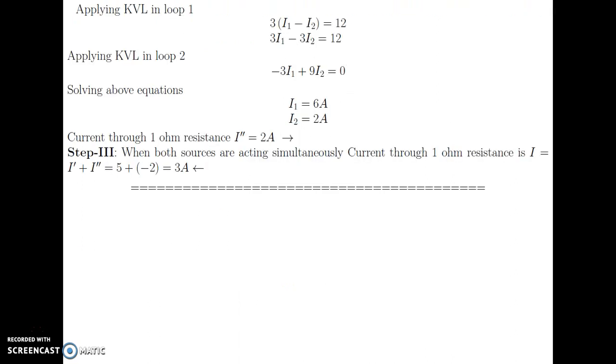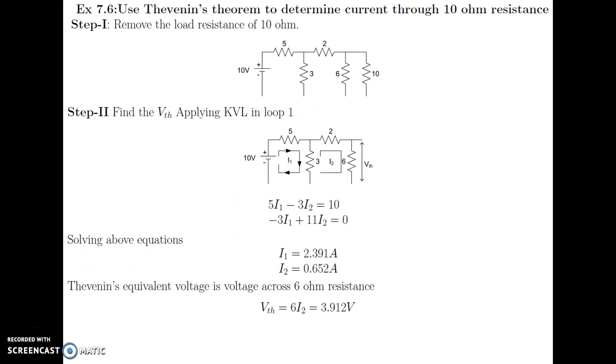Next we'll see an example based on Thevenin's theorem. Here also this line is connected. We want to calculate the current flowing through this 10 ohm resistance using Thevenin's theorem. The first step of Thevenin's theorem is to open the resistance through which the current is required. So the 10 ohm is considered open.